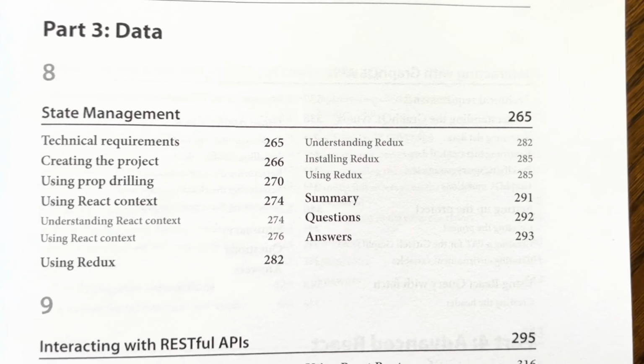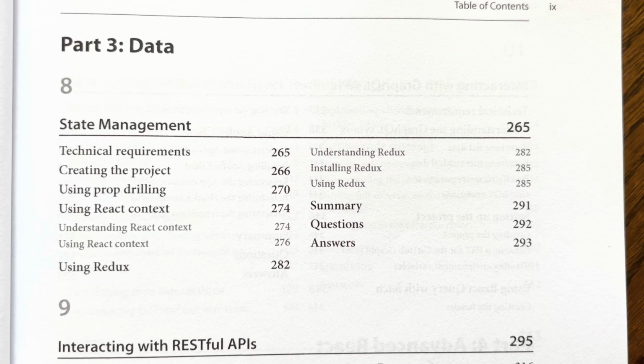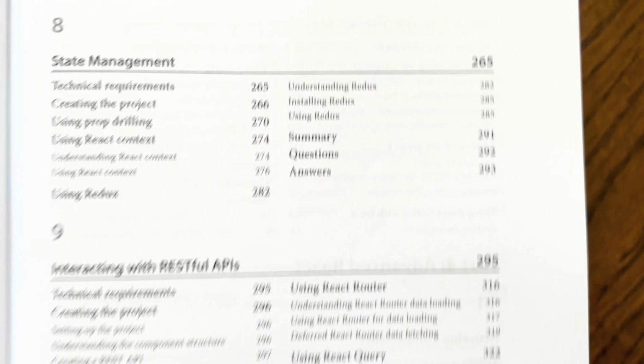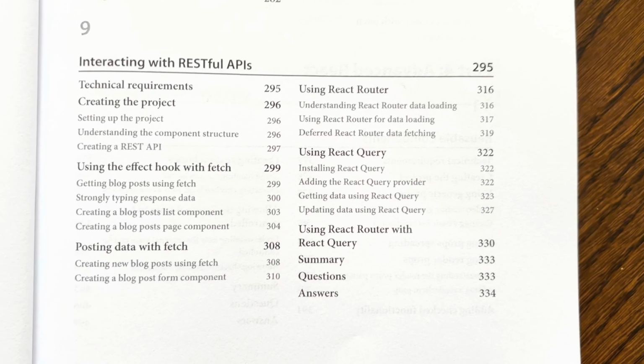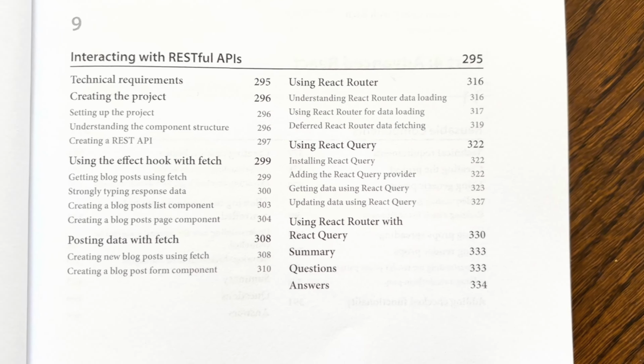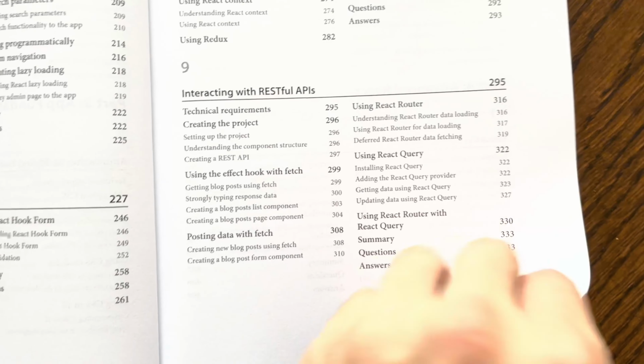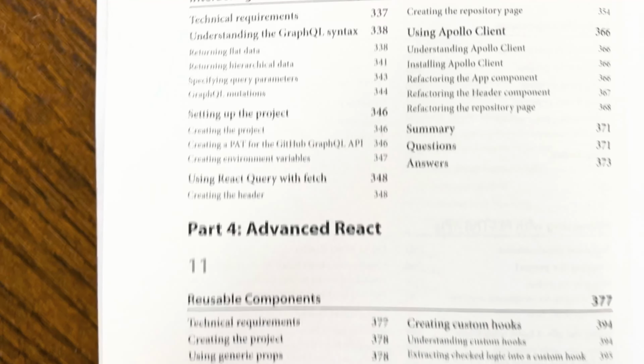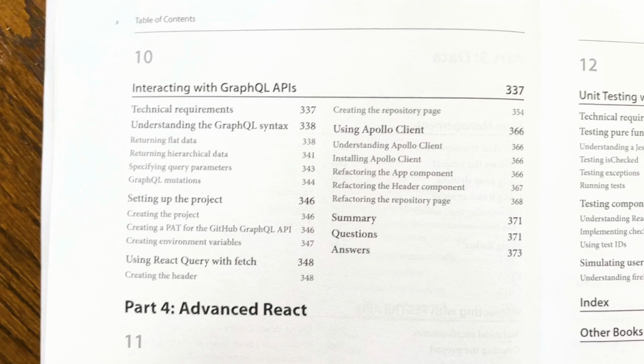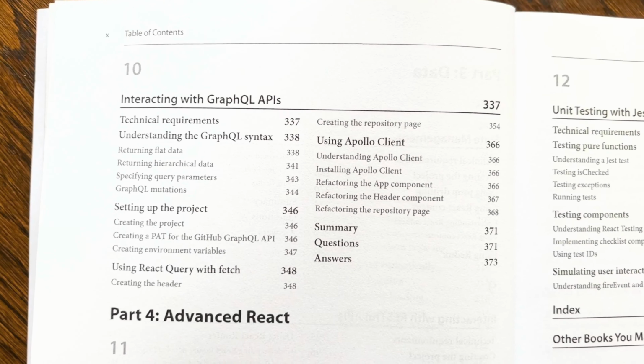Part 3 is all about data. It covers state managing, using prop drilling, using React context and using Redux. It also covers working with REST APIs, such as how to post and fetch data, using React Query and also how to interact with GraphQL APIs. It also shows some examples of the Apollo GraphQL client.